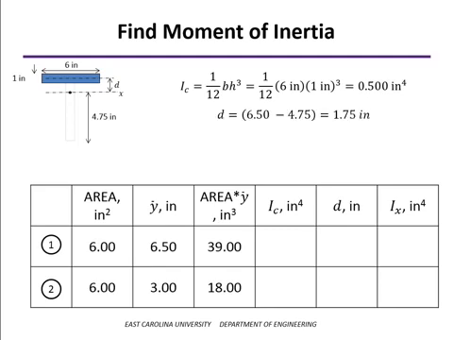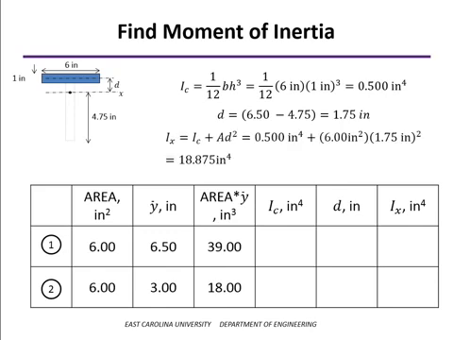D, the distance between the axis passing through the centroid of the entire cross-section and the axis passing through the centroid of the rectangle, in this case is our y bar value of the individual segment, which was 6.5, minus y bar of the entire section, which is 4.75, so that difference is 1.75 inches. And so now the moment of inertia of that rectangle about the centroidal axis is 1/12 bh cubed plus ad squared, and that gives us a total of 18.875 inches to the fourth. So we'll add those numbers to our table.